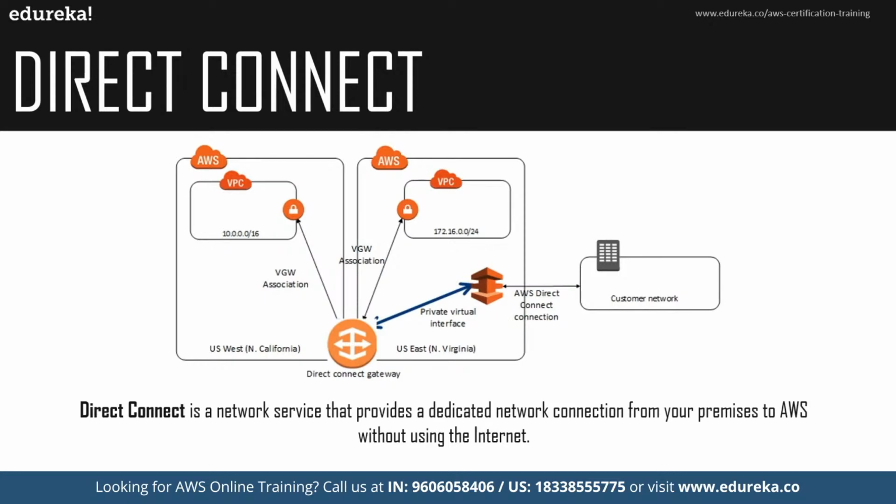It provides us the advantage wherein we have higher speed of connectivity between the customer data center and the VPC on the cloud. It provides us with a dedicated line which gives us higher speed of connectivity between the customer data center and the VPC.